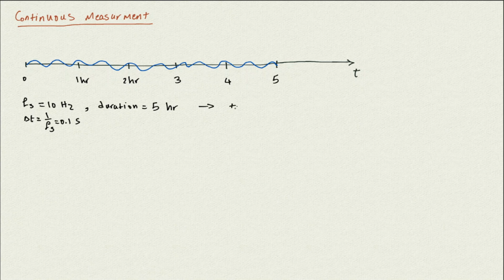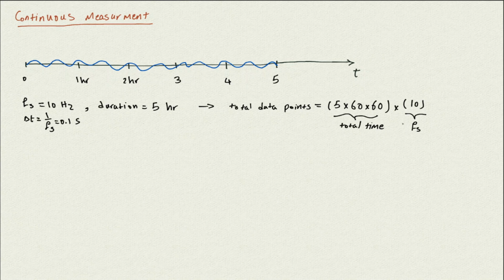So the total number of data points is equal to the total time, which is 5 hours times 60 minutes, and every minute is 60 seconds, so that is the total time in seconds, times the sampling frequency fs, which is 10 Hz. Whatever the result is, that is the total number of data points in our measurement. In this case, we are going to have 180,000 data points for our measurement.